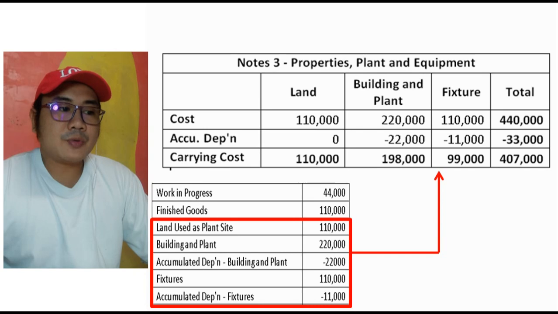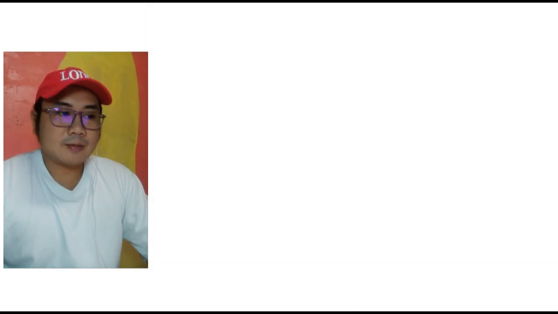Finally, compute the carrying cost. For land, it remains 110,000. For building and plant, it's 198,000. And for fixture, it's 99,000. Adding all the carrying cost will result in a total balance of 407,000.